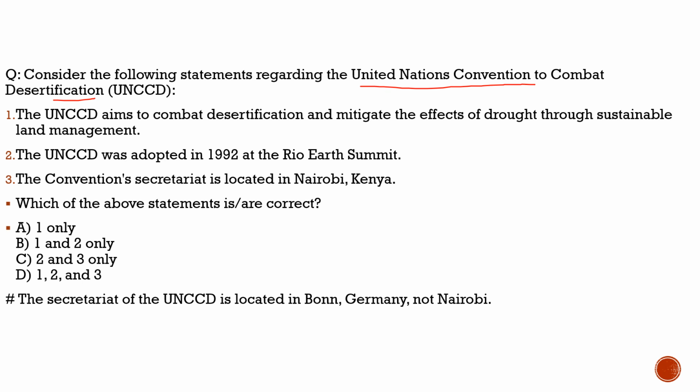About the United Nations Convention to Combat Desertification, it aims to combat desertification and mitigate the effects of drought through sustainable land management. 100% correct. Second, it was adopted in 1992 at the Rio Earth Summit. Totally incorrect. It was adopted in 1994, not in 1992. So this is totally incorrect.